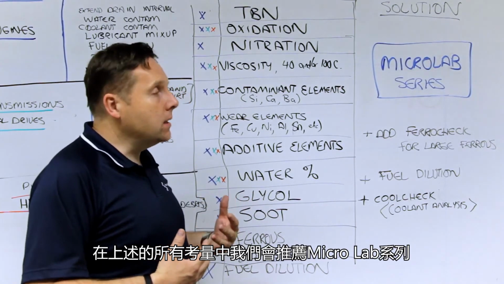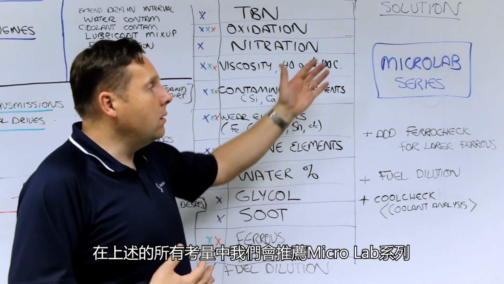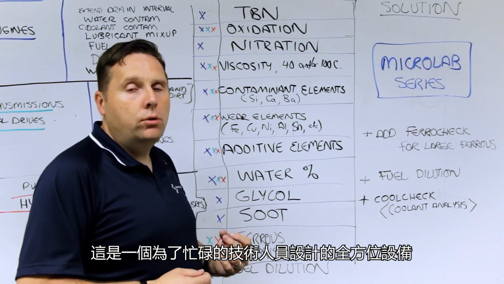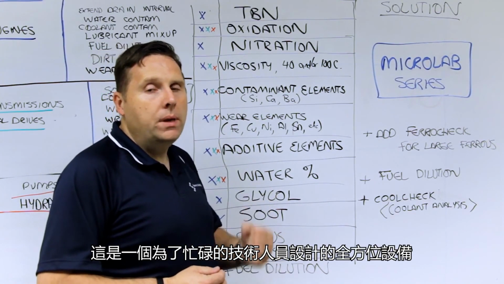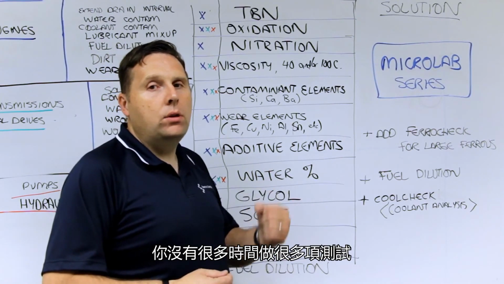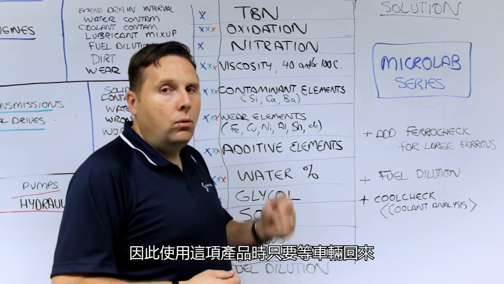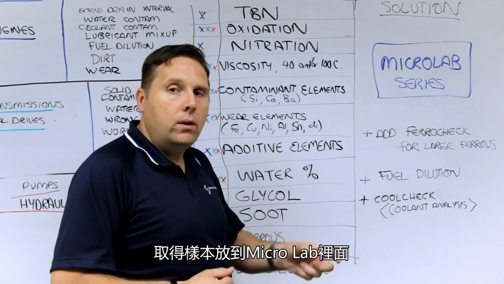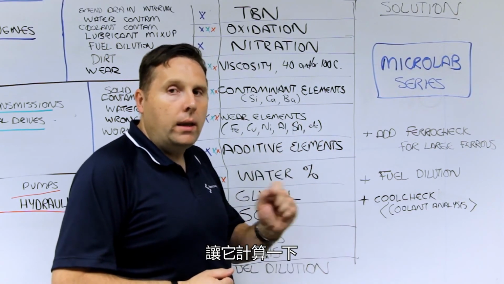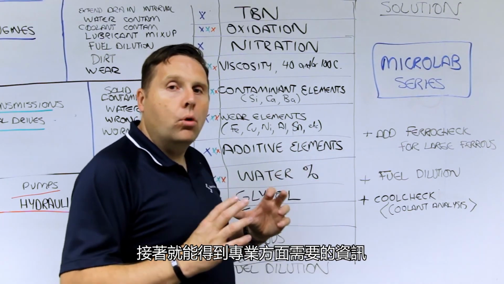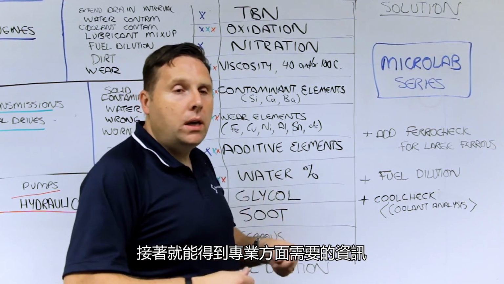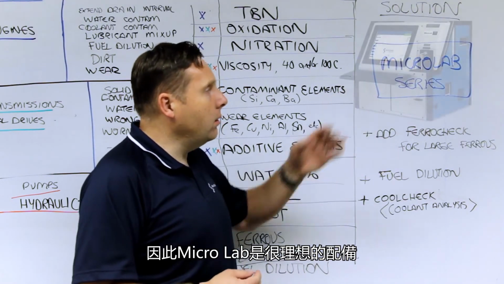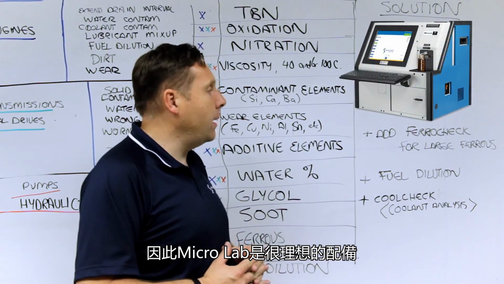In all of these cases, the solutions that we recommend here are the Microlab series. Why? Because it's a perfect all-in-one solution which is designed for the busy mechanic who doesn't have time to do a lot of testing in the field. So you can actually bring the vehicle into the bay, pull your sample, go right over to the Microlab, let the sample run, and then your report comes out with all your expert recommendations, and you're ready to move on and make a decision immediately on what to do. So the Microlab series is ideal for this type of application.